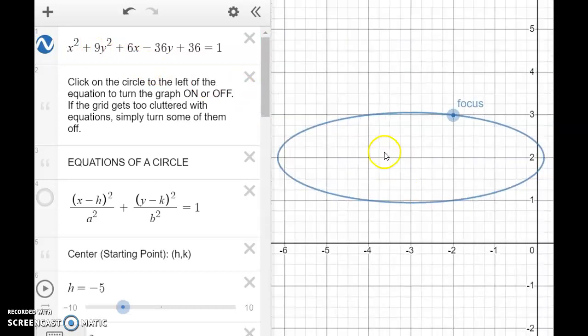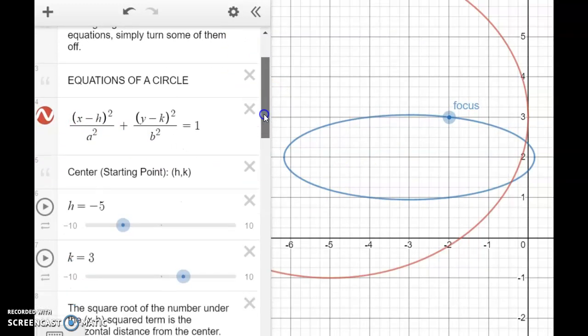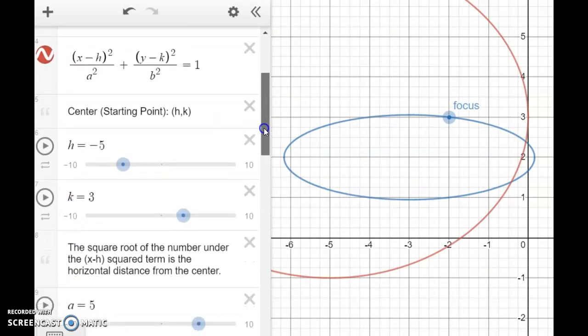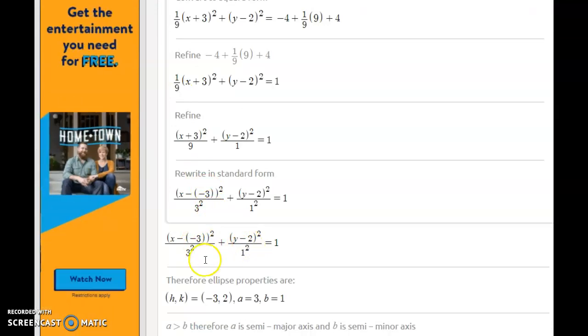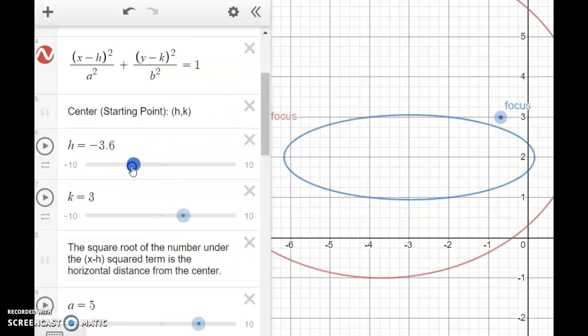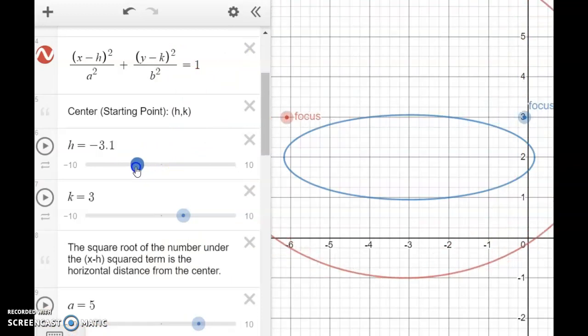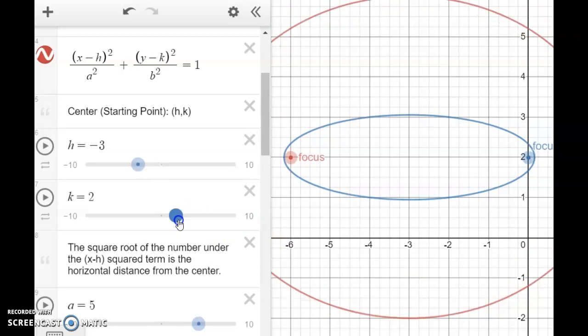And these are not the foci. These are still the foci from the other one. So actually, let me turn the other one back on. There it is. And let's see, what did it come up with? I'm going to look again here. So it came up with -3 and 2, 3 and 1. I remember that. So -3, and was it 2? There we go. Yeah, it's getting there.